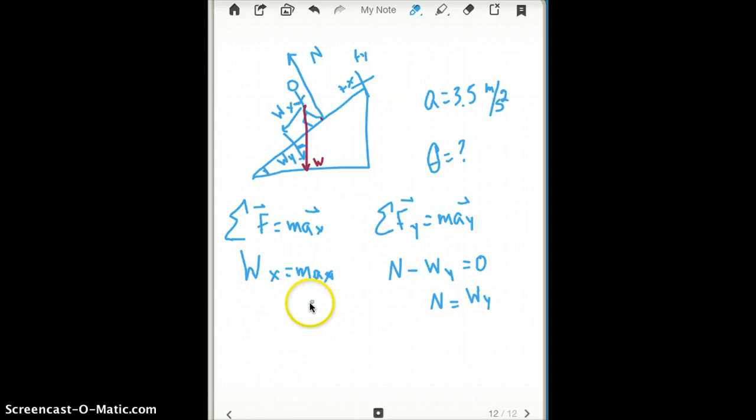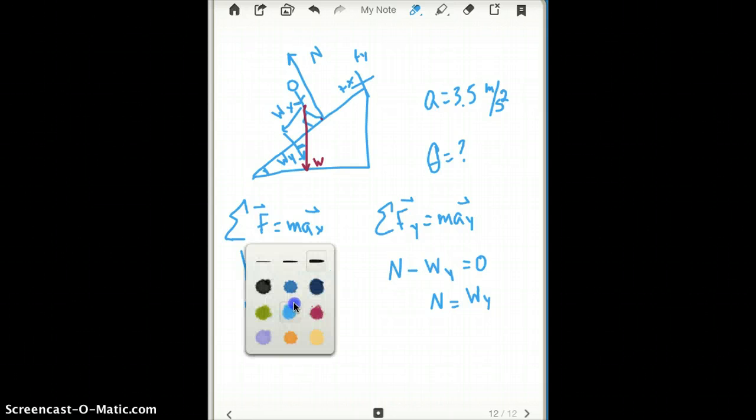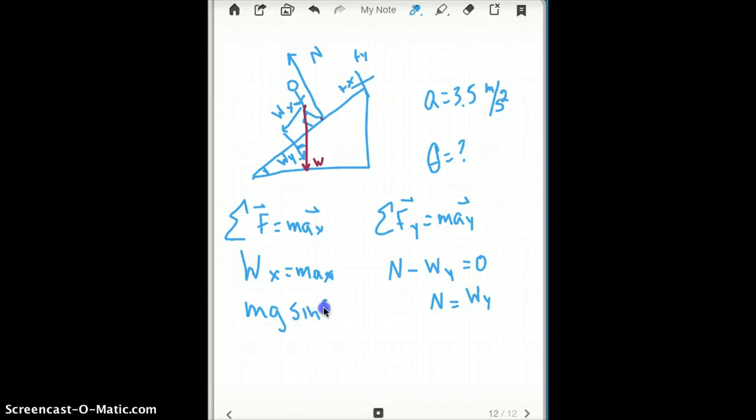So I rewrite Wx as mg sine theta, because mg is the whole weight, and the Wx in this picture is opposite my angle. Sine is opposite over hypotenuse. That equals ma. The mass of the surfer cancels, and so we get 9.8 sine theta equals 3.5.